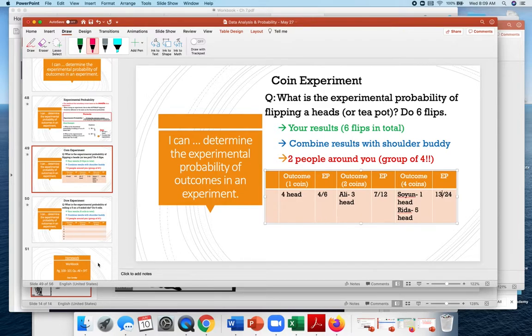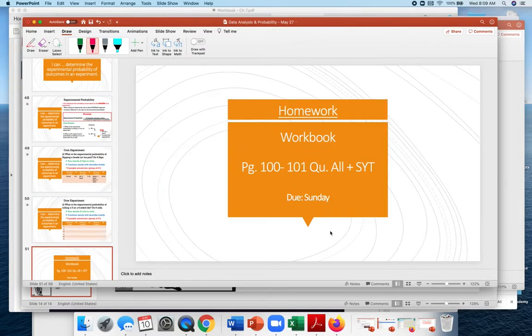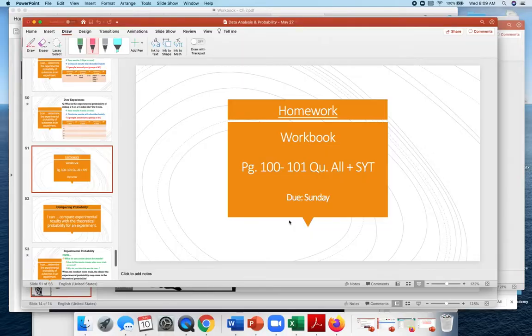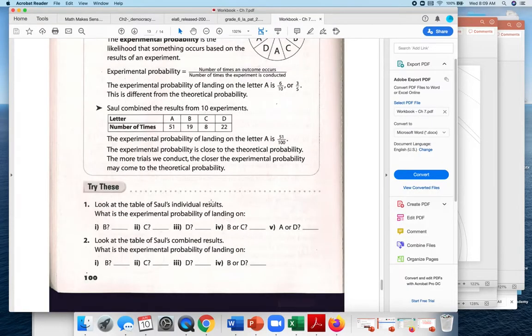Okay, cool. So now this is your homework. You're going to see it's not going to be too bad today. Workbook questions, pages 100, 101. All of the questions. Oh, it's not due on Sunday. It's due tomorrow, Thursday. All of the questions, including stretch your thinking, which is this.